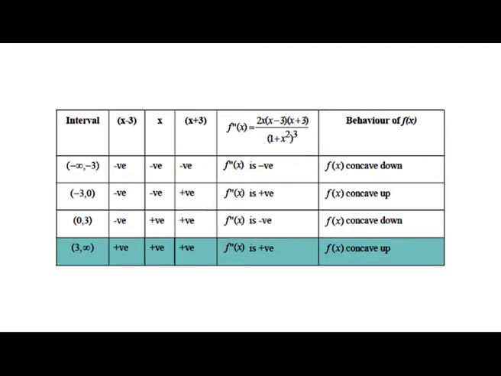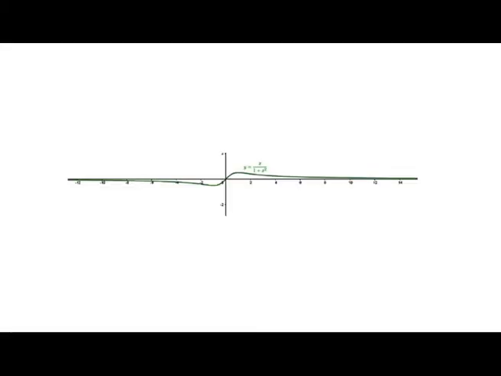And finally, in the interval 3 to infinity, x minus 3 is positive, x is positive, x plus 3 is positive. Hence, f double dash of x equal to 2x into (x minus 3) into (x plus 3) whole divided by (1 plus x square) whole to the power 3 is positive, and hence f of x is concave up. Thus, we have inflection points at x equal to minus 3, 0 and 3. These conclusions can be verified by looking at the graph of the given function.